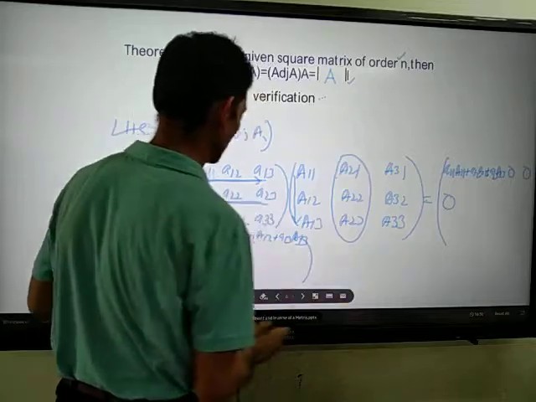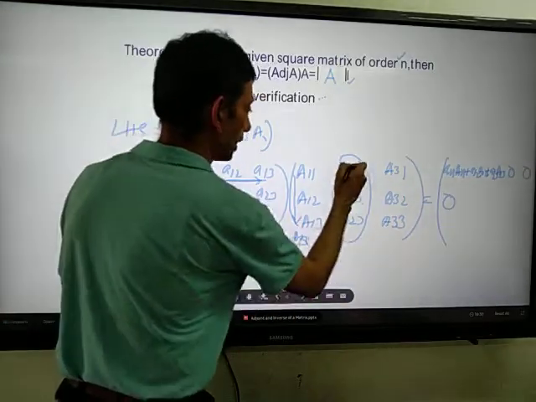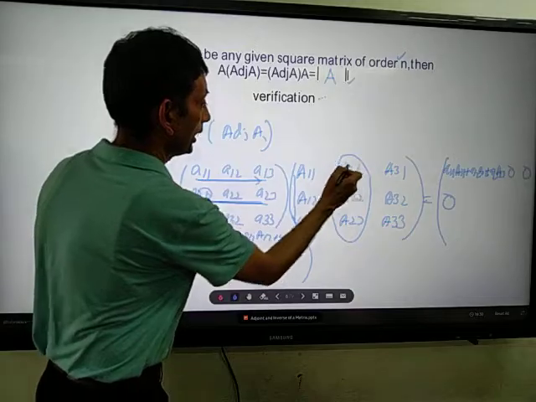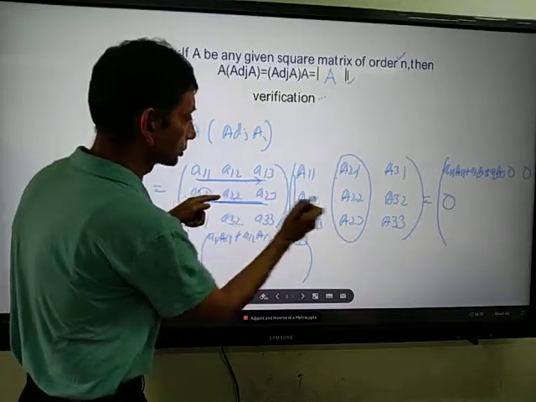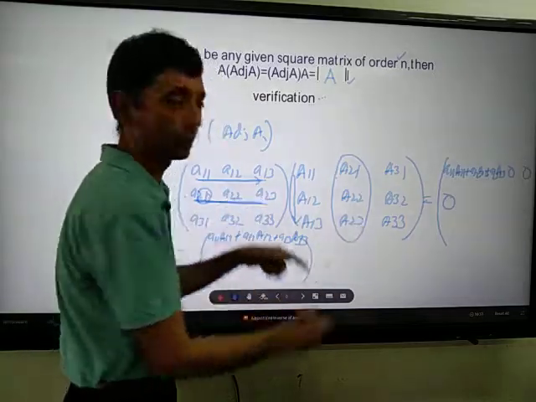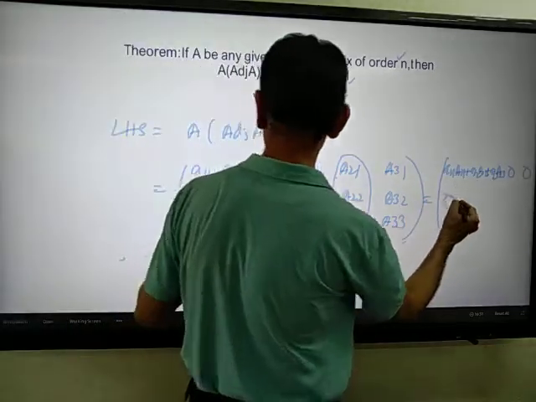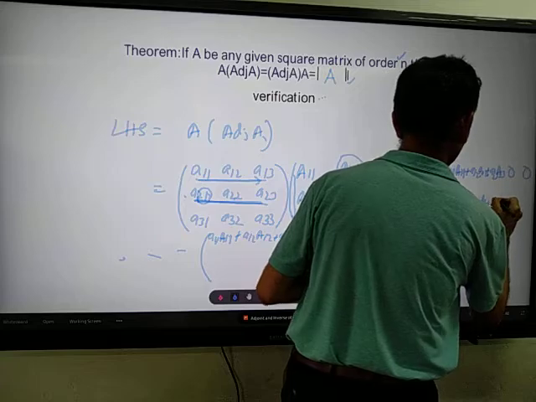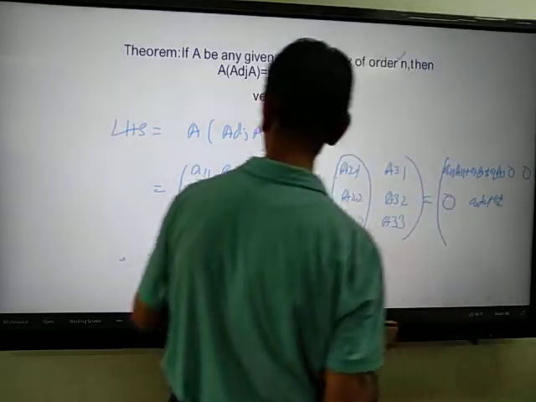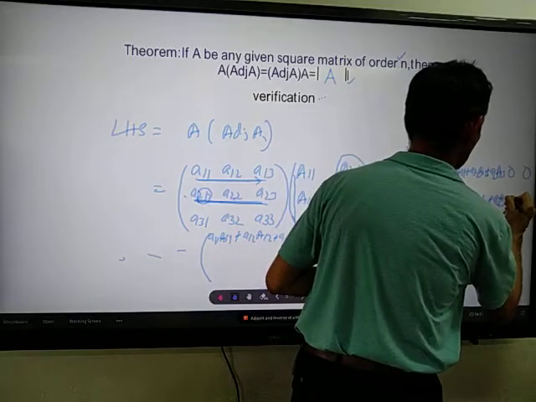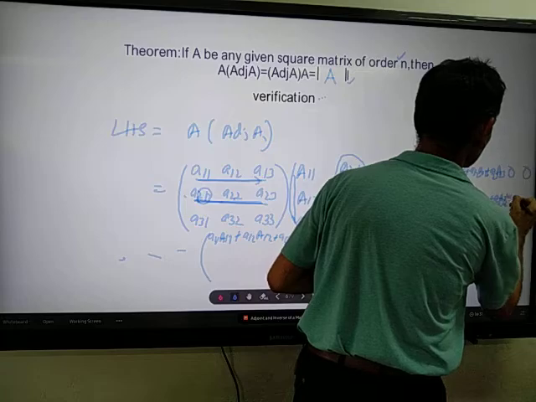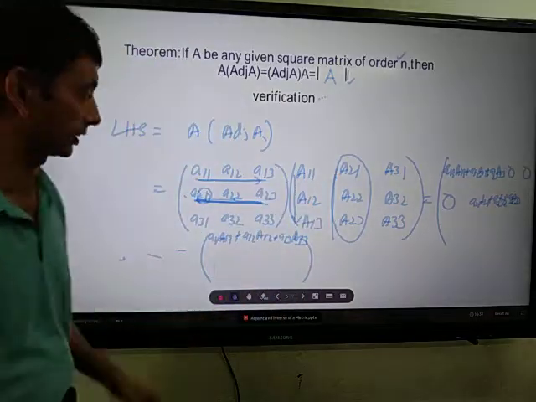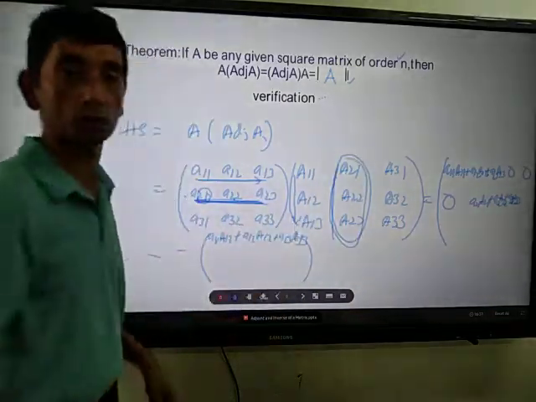So to get this A22 position element, the second row is to be multiplied by these cofactors. Observe these numbers: A21, A22, A23. So I am going to get this element: A21 times A21, plus A22 times A22, plus A23 times A23. That means you are multiplying this element with this row's cofactors. This is the second row and these are the corresponding cofactors of the second row.